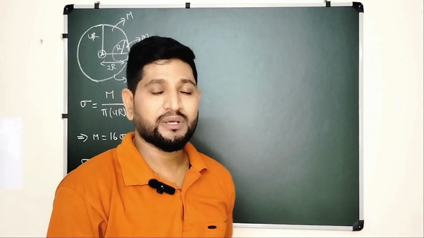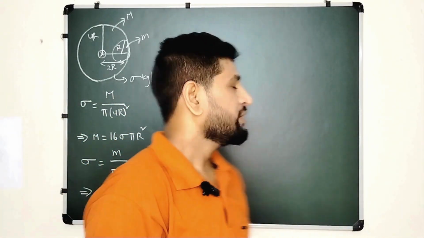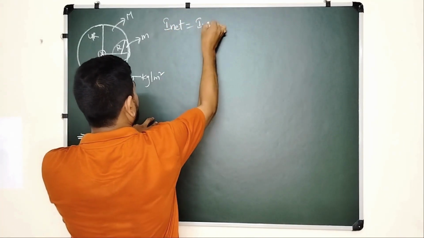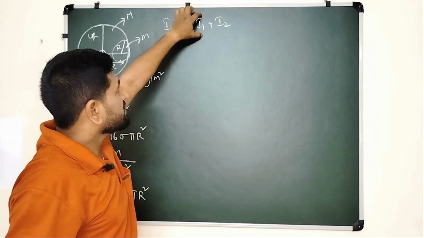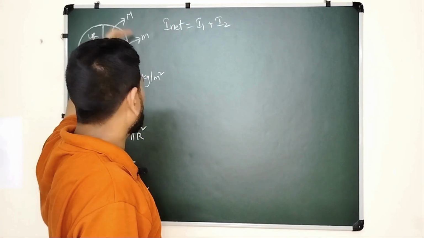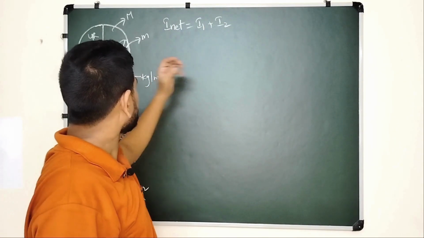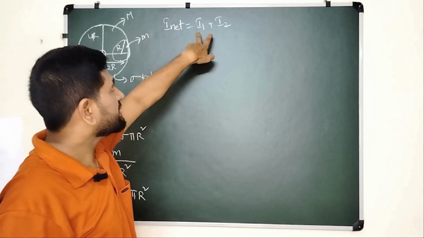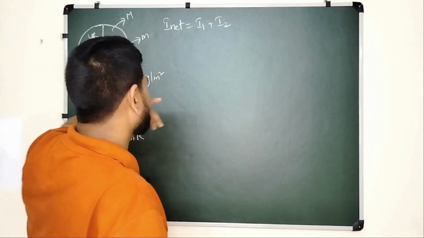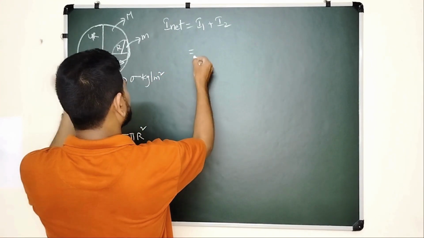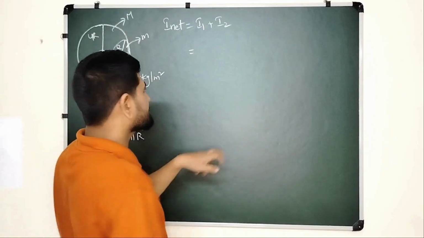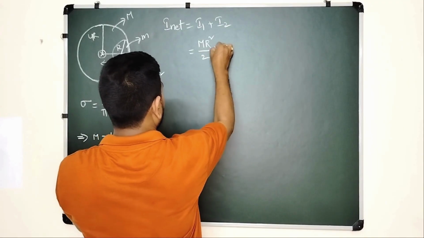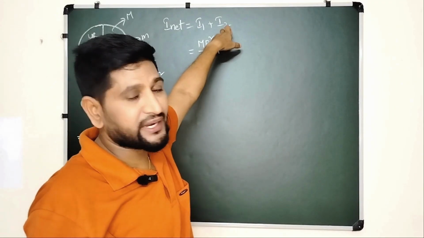Now we need to find out the net moment of inertia. So I net is equal to I1 plus I2. I1 is the moment of inertia of the whole disk. I2 is the moment of inertia of the removed portion. So you need to find out I1 and I2. So I1 is equal to, what is the moment of inertia of the disk? M r square by 2, plus, how can we find out the I2 value?